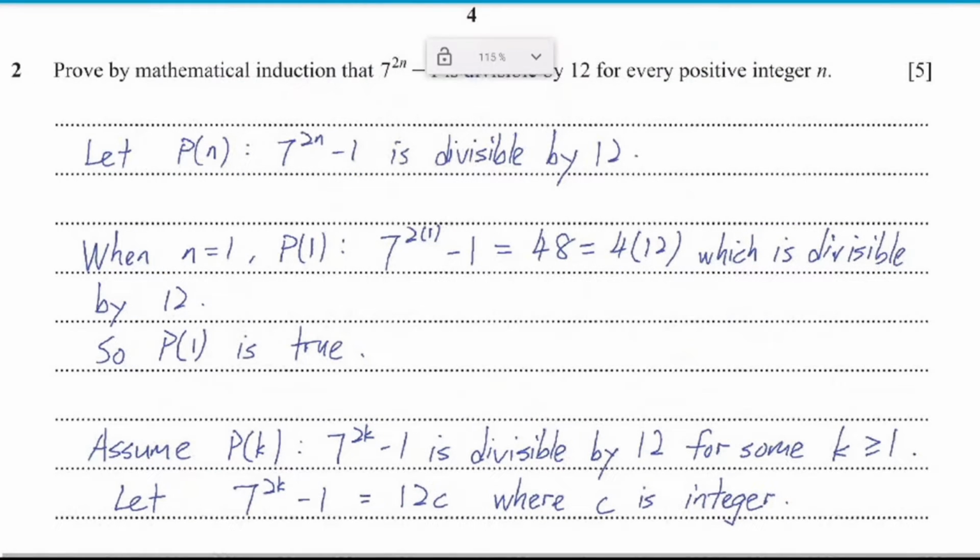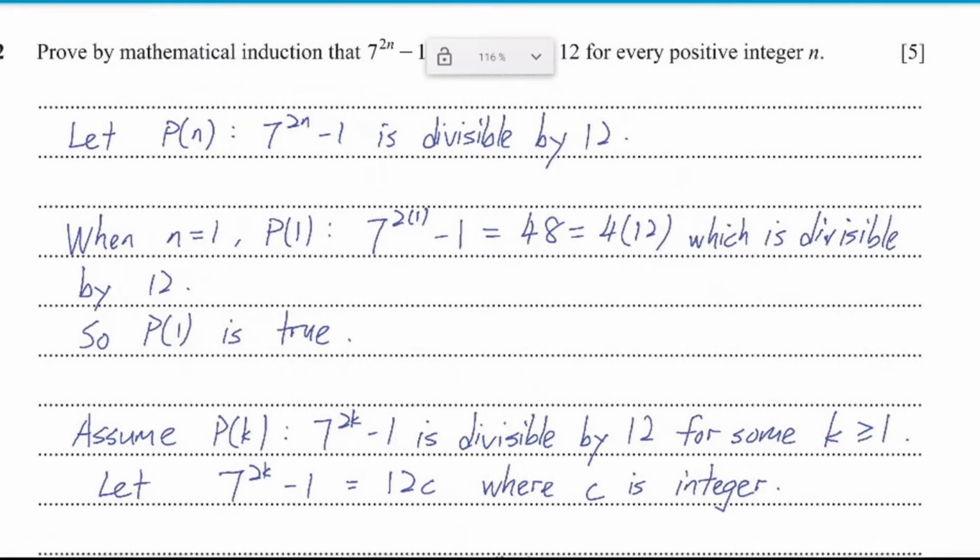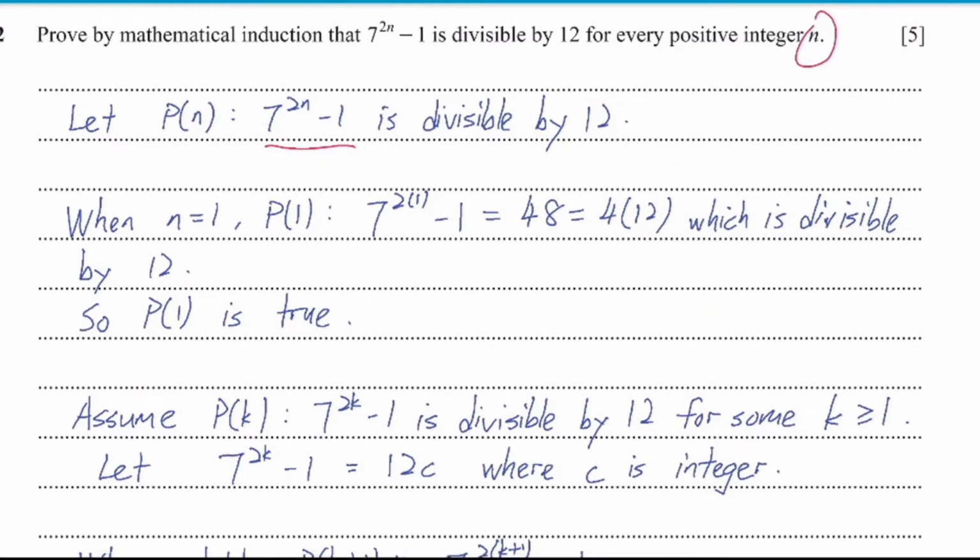So this question is not something very uncommon. It's about divisibility. First, we start with 7 power 2n minus 1, and we need to prove it for all positive integers n. With that, we just need to do the first case. The base case is to set n equals to 1.